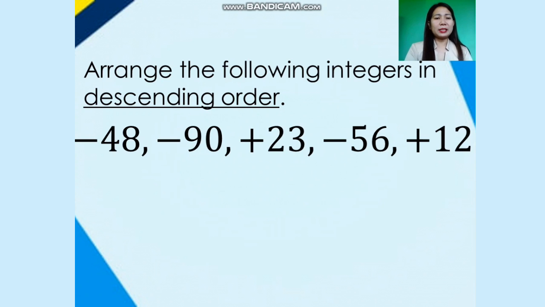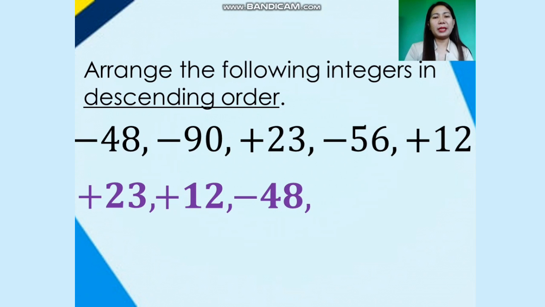Next, negative 48, negative 90, positive 23, negative 56, and positive 12. The greatest integer here is positive 23, followed by positive 12, then followed by negative 48, negative 56, and the least integer is negative 90.